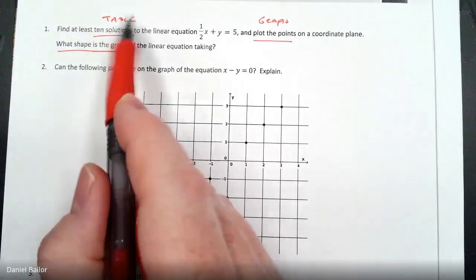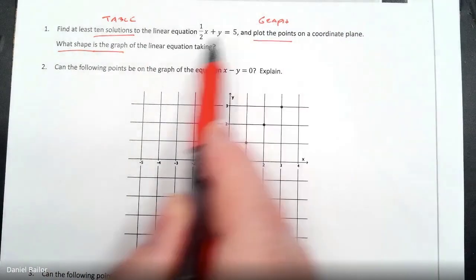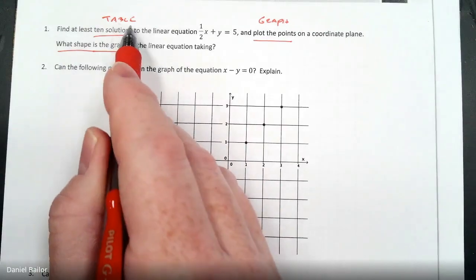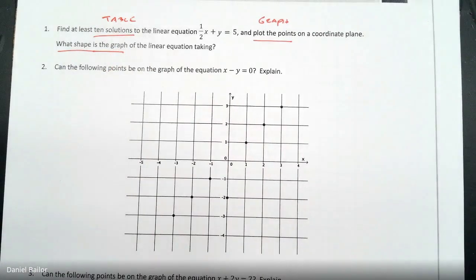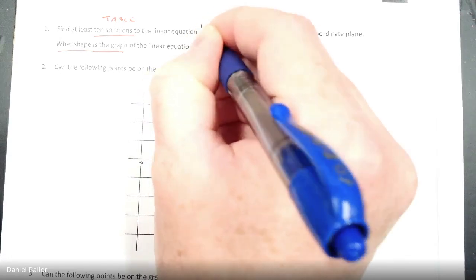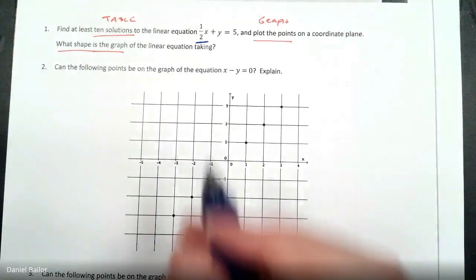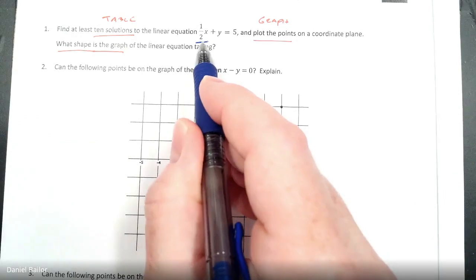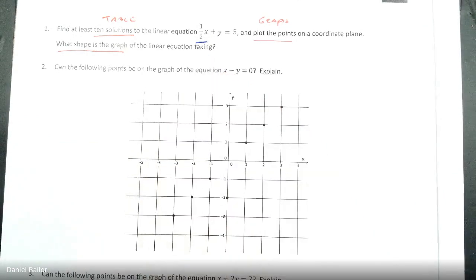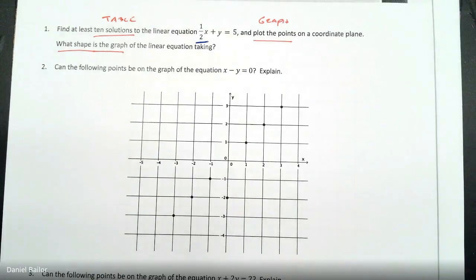So I need to see the table, I need to see your graph, and I need you to tell me the shape. Now remember, when you're making your table for this, start with the x's and make your x's easy because the coefficient is 1/2. And in lesson 12, we talked about how you can choose x's that make the coefficient easier for you.